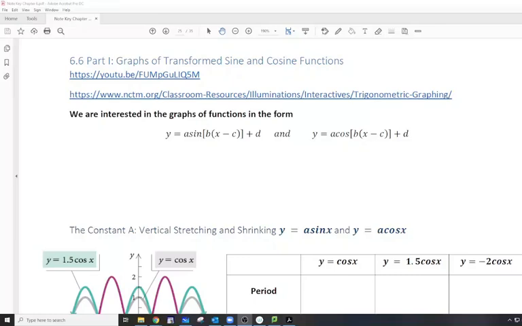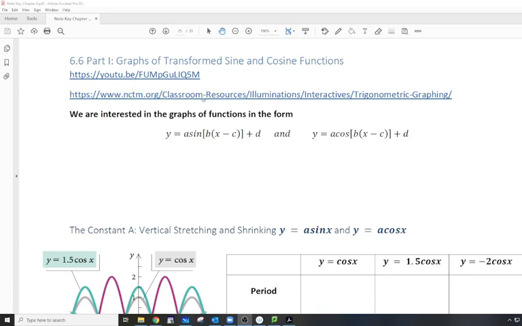So 6.6, we are going to focus on just the sine and cosine functions. So don't worry about tan and all the reciprocal functions, just these two. I've got a couple of resources here. This first YouTube video, I think it's great. It's sort of focusing on the uses of the trig functions, which I might show even in one of these videos, but maybe when we do applications.